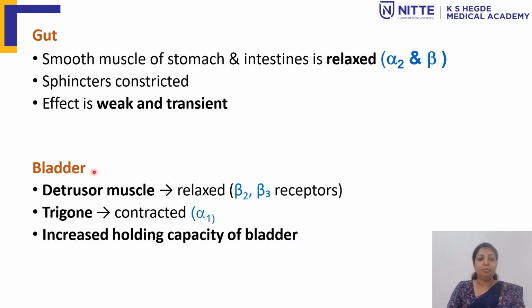Whereas on the bladder, it can relax the detrusor muscle. You have beta 2 and beta 3 receptors on the detrusor muscle, which is relaxed, and they contract the trigone of the sphincter by acting on the alpha 1 receptor. So it can hinder micturition or increase the holding capacity of the bladder.